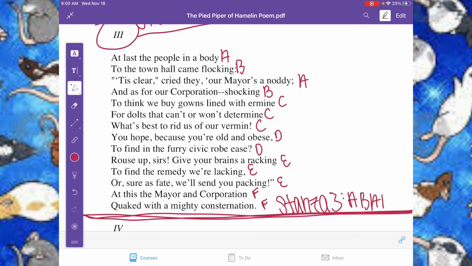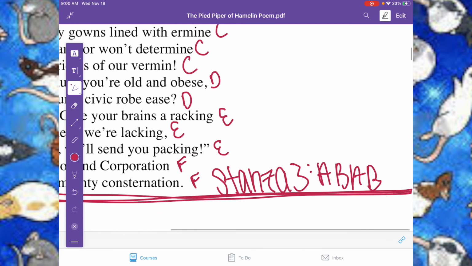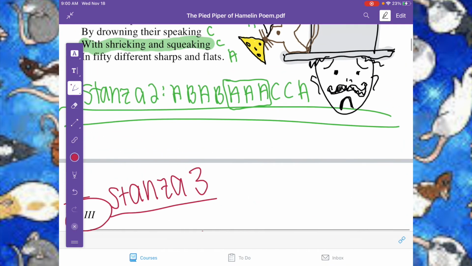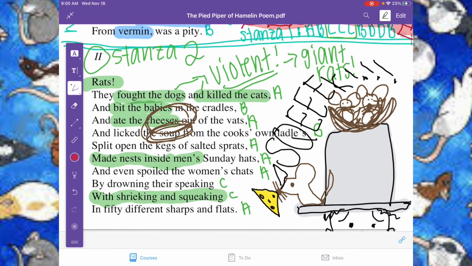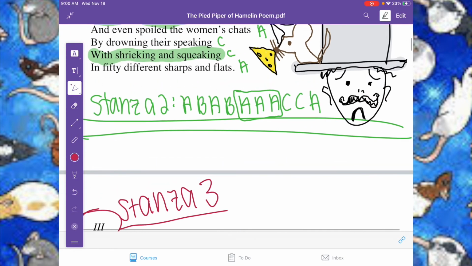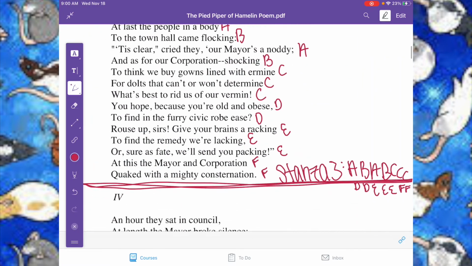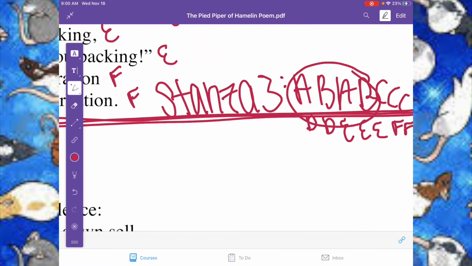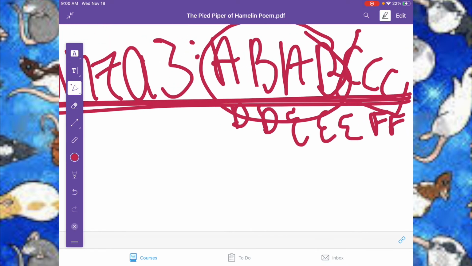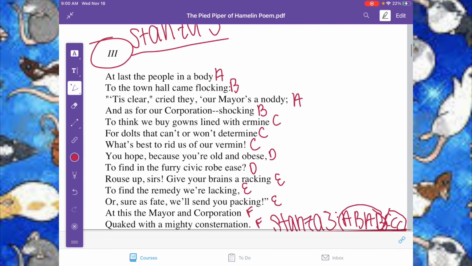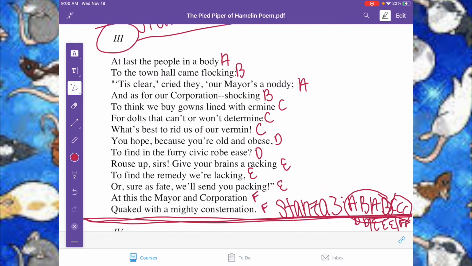A, B, A, B, C, C, C, D, D, E, E, E, F, and F. So looking back, our last stanza started with A, B, A, B, and this one also starts with A, B, A, B. And then remember, we have the repetition of 3 lines in a row, and we actually have that occurring twice here. So we are seeing a pattern here with Robert Browning.